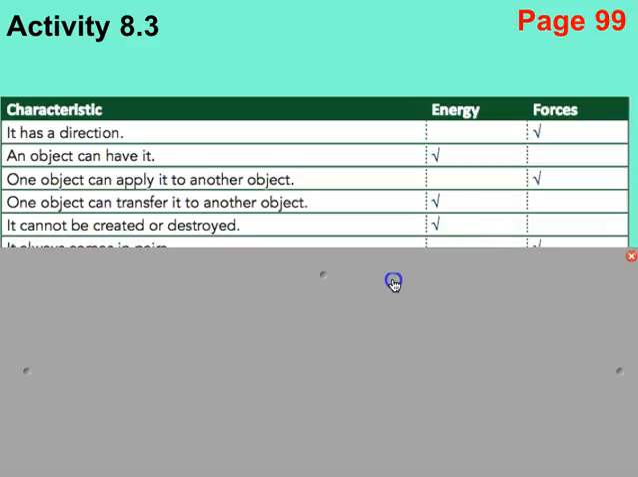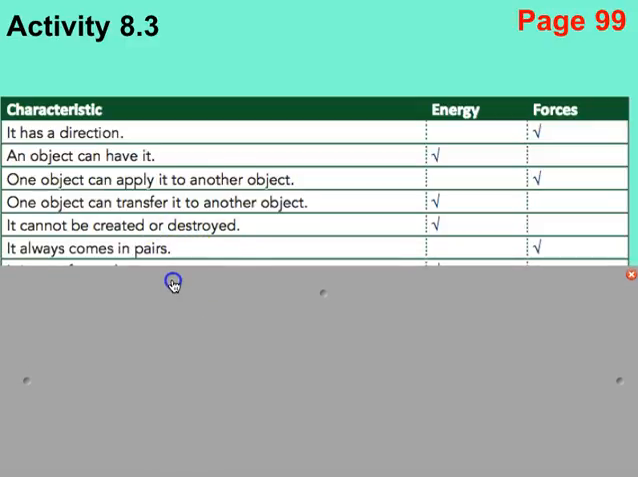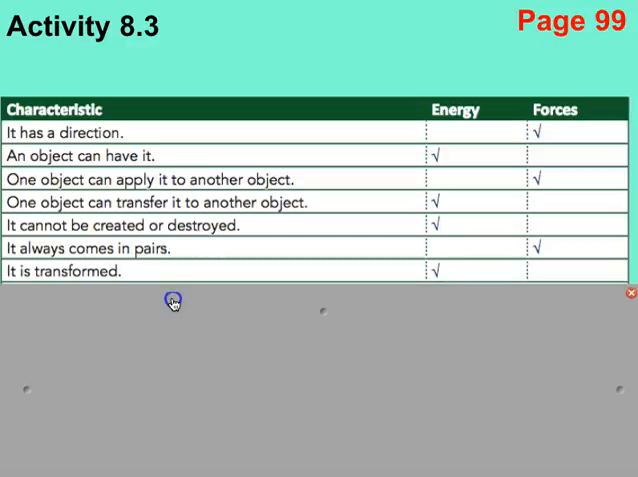It cannot be created nor destroyed. That is definitely talking about energy. You might say, well, what about forces? Forces can't be created nor destroyed. Now, one force can apply a force to another thing, but it's not in the same sense that it can be destroyed or created. It always comes in pairs. That's forces. It can be transformed.